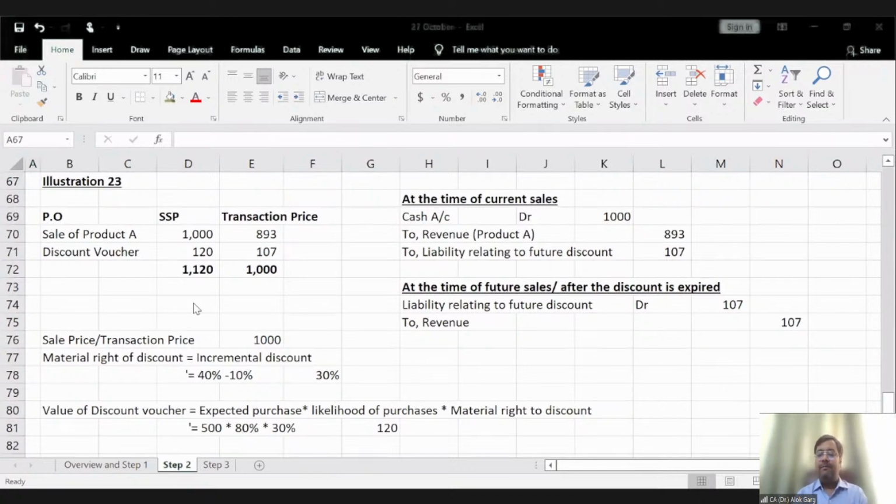Yes, Sumit, 40% includes 13%, and yes, 30% is the extra discount. If there is an incremental discount, then only a separate performance obligation will be recognized. You are right, Sumit. On which basis is the likelihood of purchase estimated? It depends on past pattern, past precedents, past experience, on the basis of best estimate. Right, Sumit?